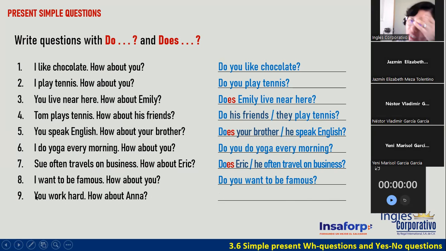What about number 9? You work hard. How about Anna? Does Anna work hard? Muy bien. Very good, guys. You're doing a great job. Porque están usando los verbos en sus formas base, no los están cambiando, y están tratando de que el auxiliar coincida con el subject. Así que los felicito por eso.